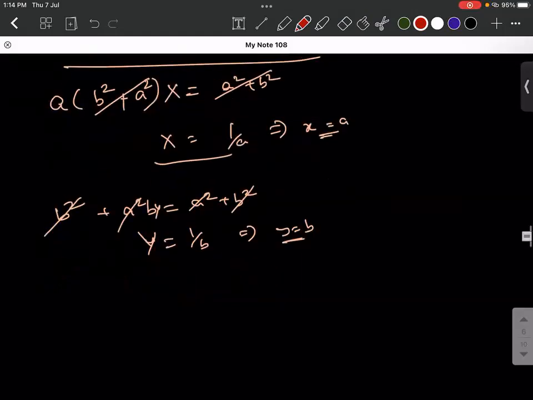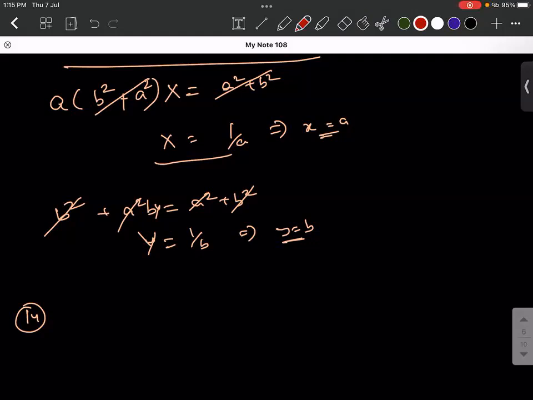So what is the answer for the 14th one? What do you mean by inconsistent? Inconsistent means no solution. So either you should have a unique solution or infinite solution for it to be consistent. So what is the condition for equations which do not have a solution? A1 by A2 is equal to B1 by B2, but not equal to C1 by C2. Find out which equation satisfies, that's the answer.